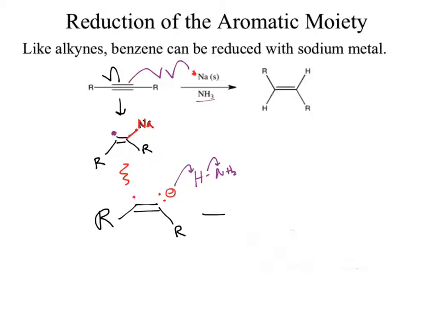We can pick up electrons. We end up now, whoops. Why would we expect the trans formation to start forming?